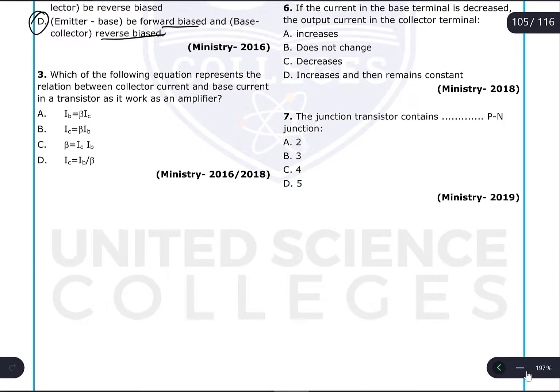Which of the following equations represents the relation between the collector current and base current? Remember, collector and base current are directly proportional. As the base current changes, collector current proportionally changes. The proportionality constant between them is known as beta. This beta is the current gain. So the equation is IC equals beta times IB. So B is the correct answer here.